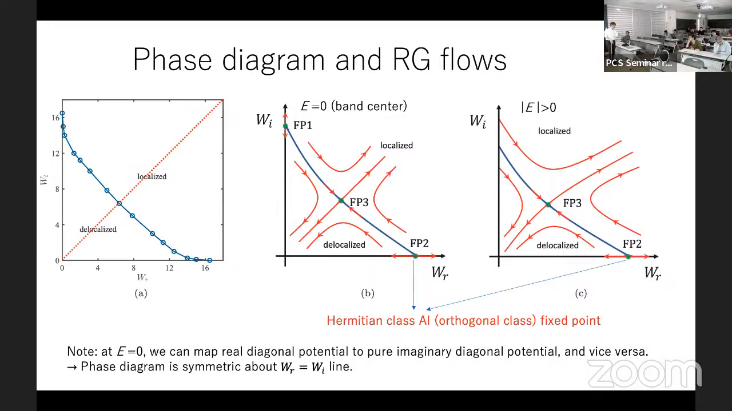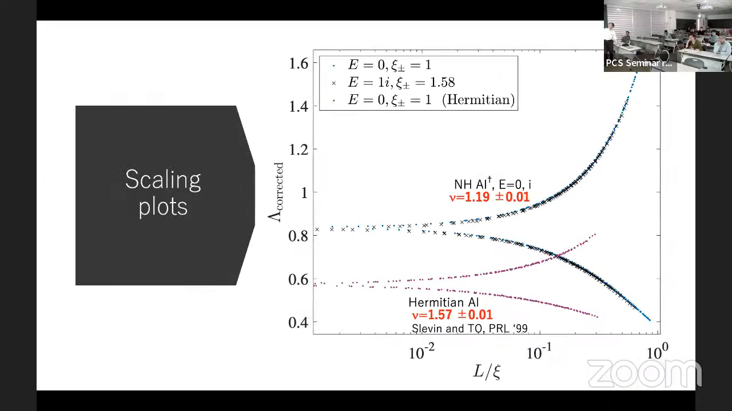Okay, I'm running out of time, so this is the result of the scaling plot. This is the Hermitian case given by Keith and myself, and this is the case for non-Hermitian class A, where the imaginary on-site random potential is introduced. You can see they are clearly different from each other. So non-Hermiticity changes the exponent from 1.57 to 1.19.